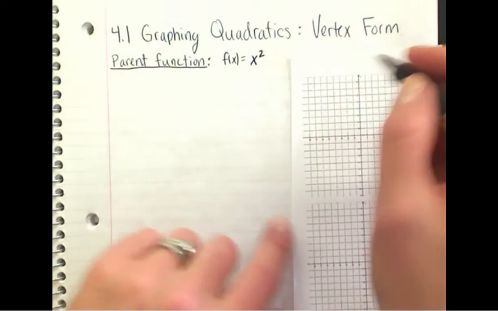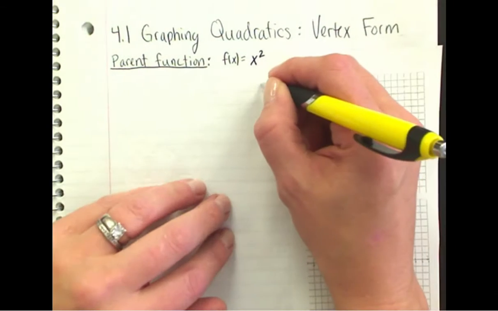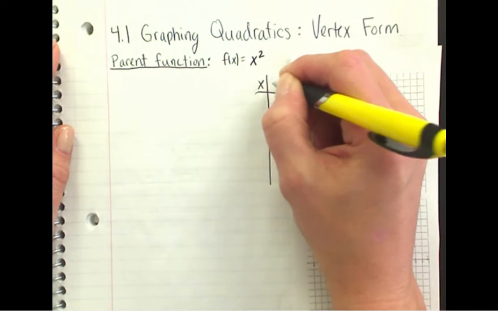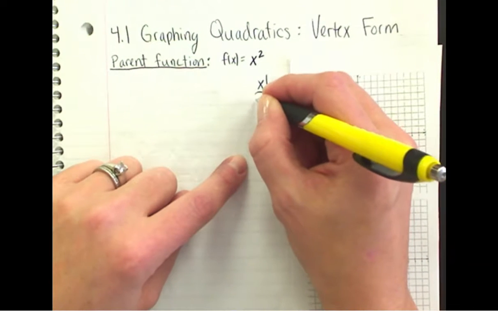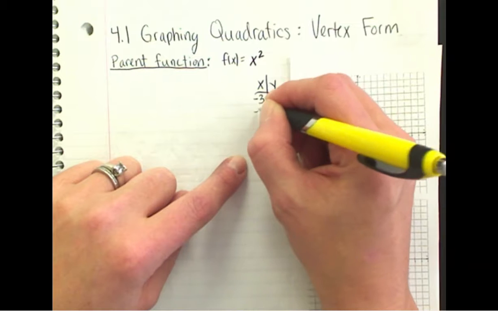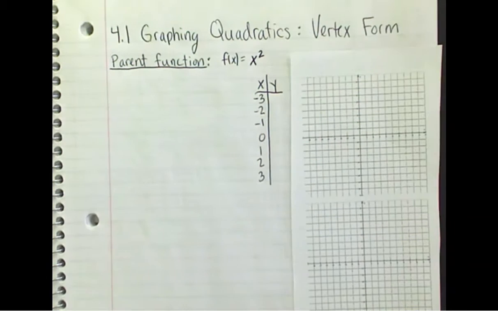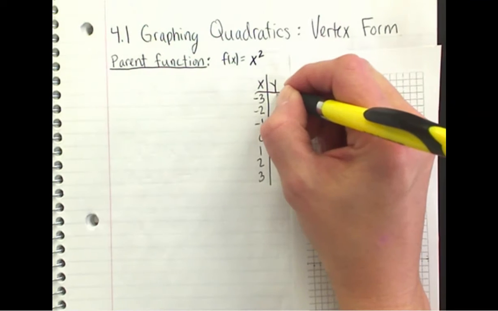Okay, and we're going to start by just plotting some points. Okay, we're going to make a table of values. And I'm going to start from -3 to +3. And we're just going to plot the points and see what happens.